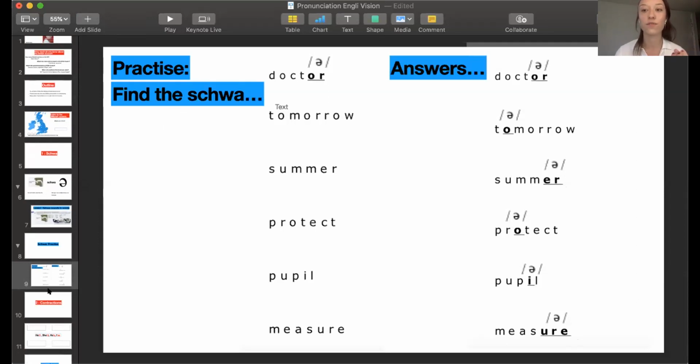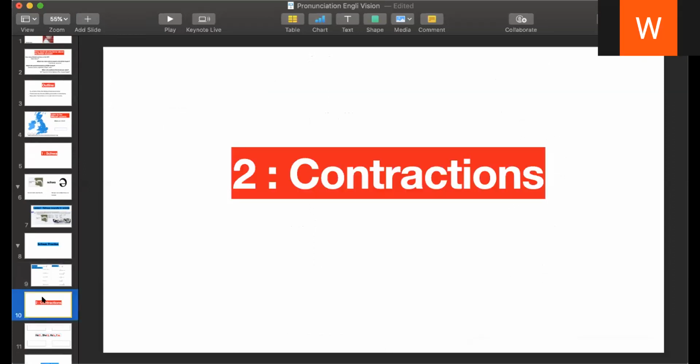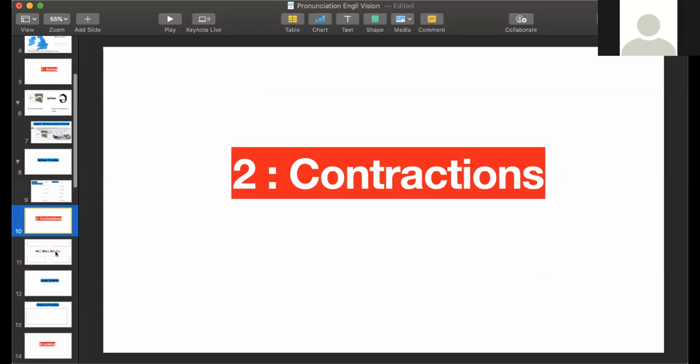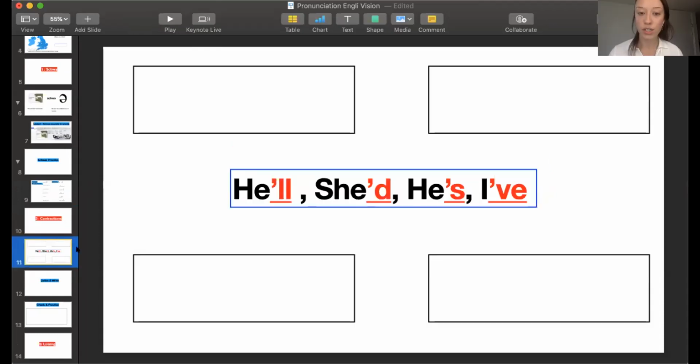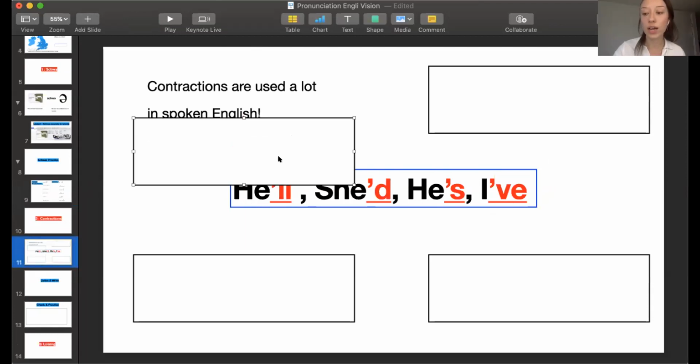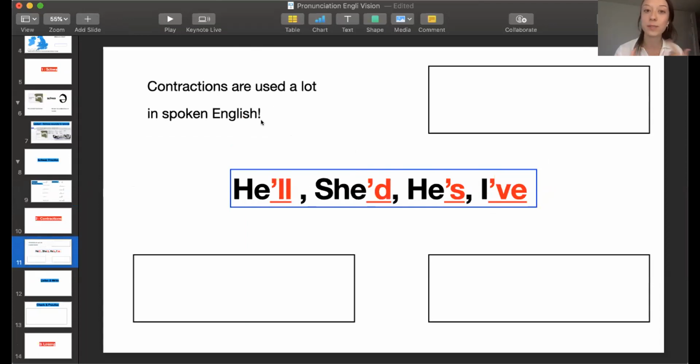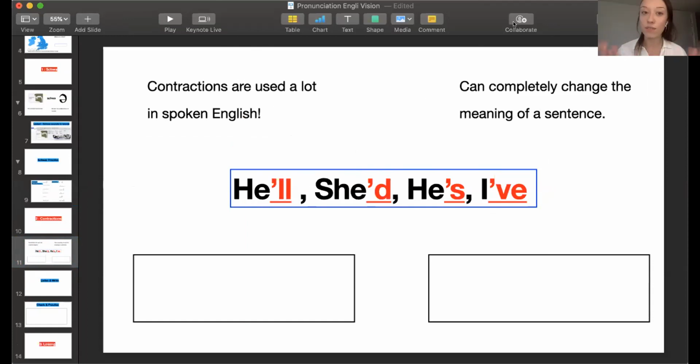The next most common thing in British speech is contraction. What are contractions? So, he'll, she'd, he's. When we contract the verb and the subject, right? Contractions are used a lot in spoken English. We speak quickly. He'll go, she'd have, he's like, etc. It can completely change the meaning of the sentence.